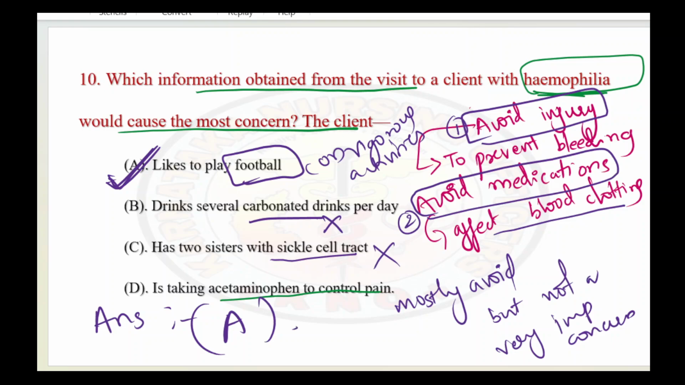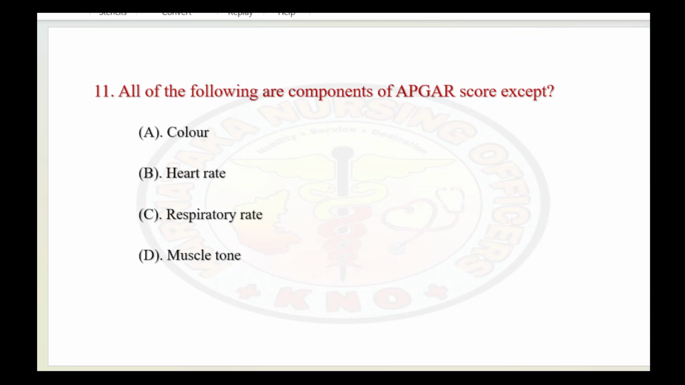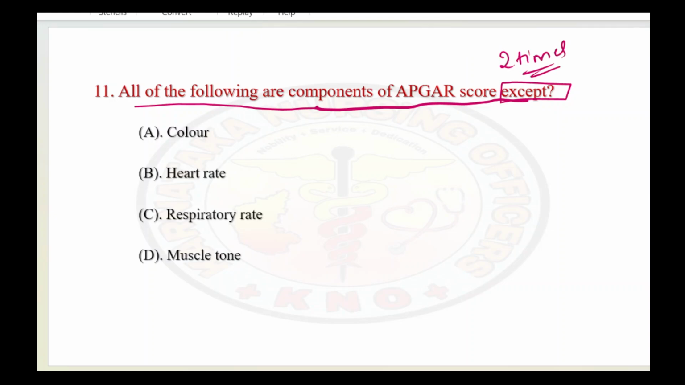Okay. So let's move on to the next question. All of the following are components of Apgar score except. With except questions, sometimes we forget the except option. We will be thinking which is the correct option among those given below. But we have to always reread the question at least two times. Okay, then you can look at the options. They have asked you regarding the except point.